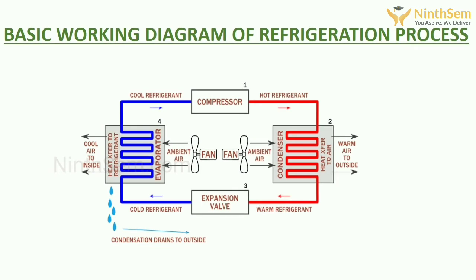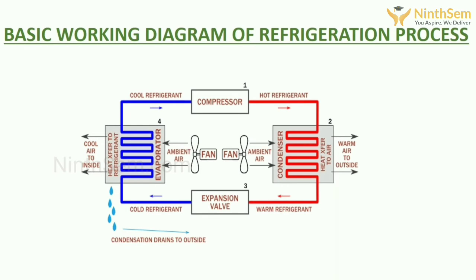First, the gaseous refrigerant will go to the compressor. Then the refrigerant will be compressed and its temperature and pressure will increase. After that, the refrigerant will go to the condenser coil, where heat will transfer from the refrigerant to the air. Here, the refrigerant will change state from gas to high pressure liquid.